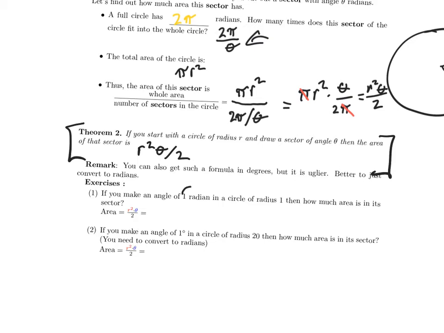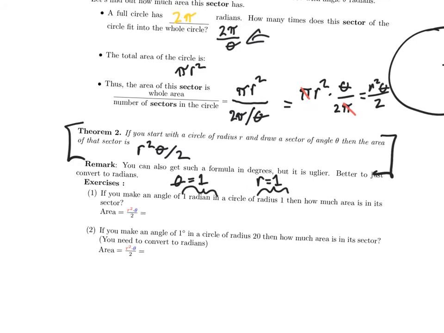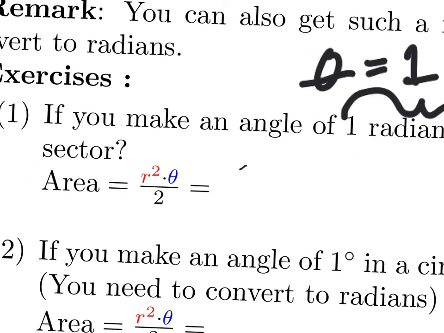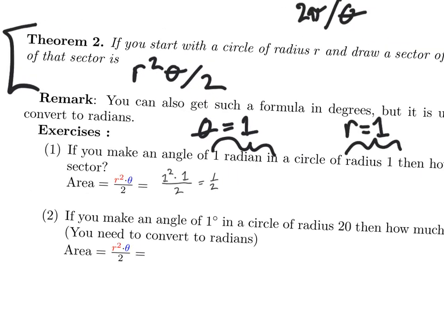An angle of 1 radian tells you theta equals 1. In a circle of radius 1, that tells you the radius is equal to 1. Then you can use this formula. The area of this sector is r squared theta over 2. So the radius is 1 squared times theta over 2. It's just 1/2. Are there any units? No. So the area is just 1/2.